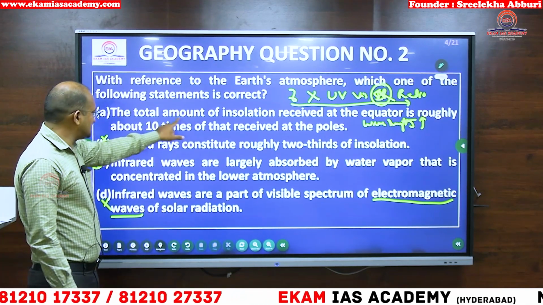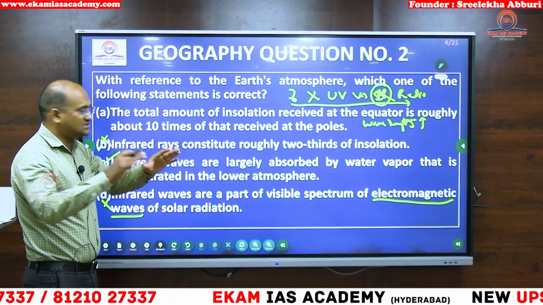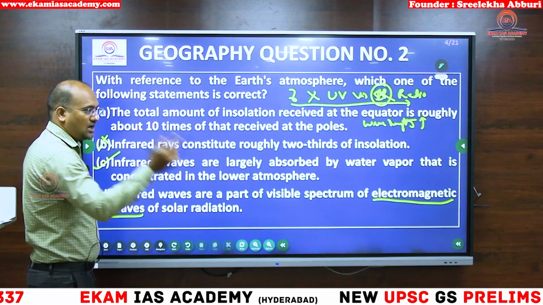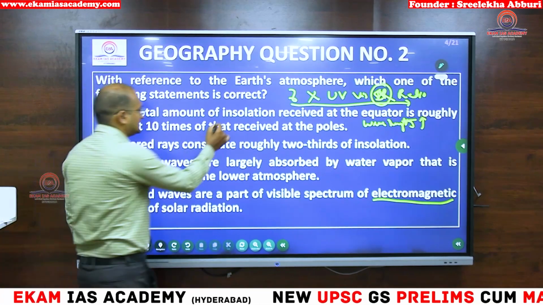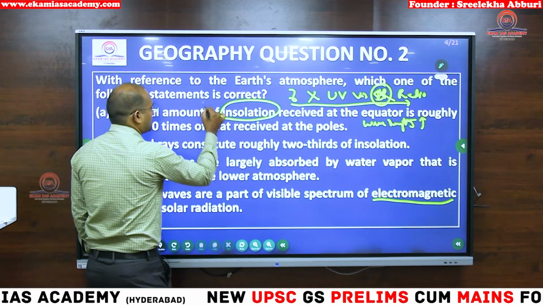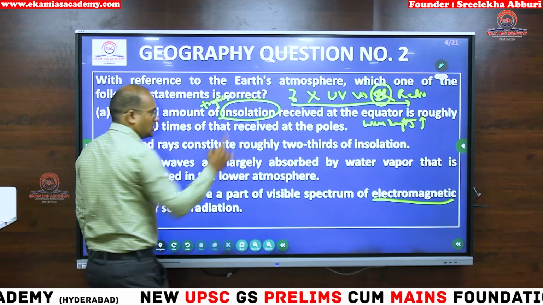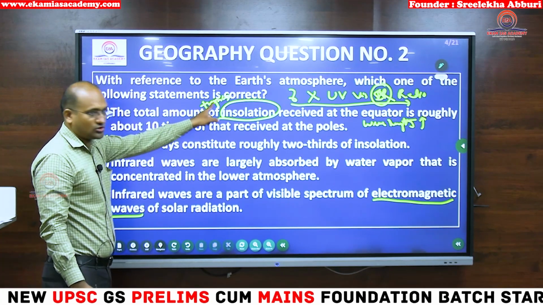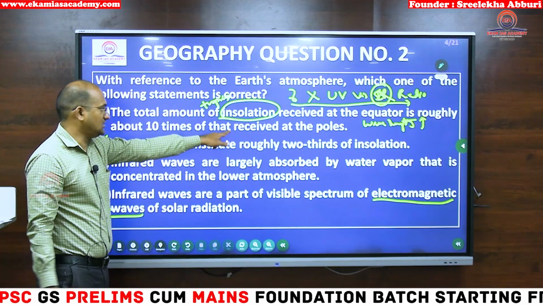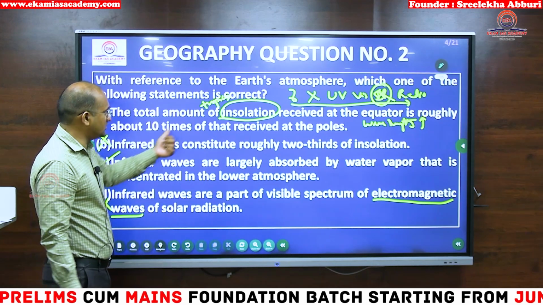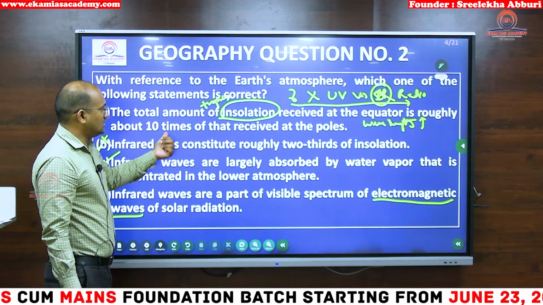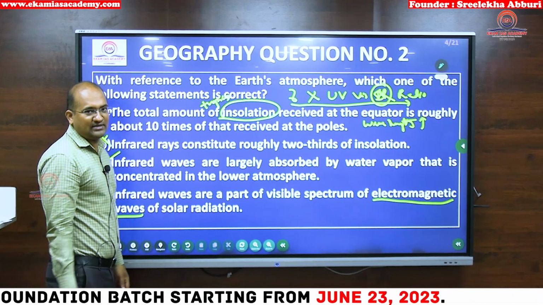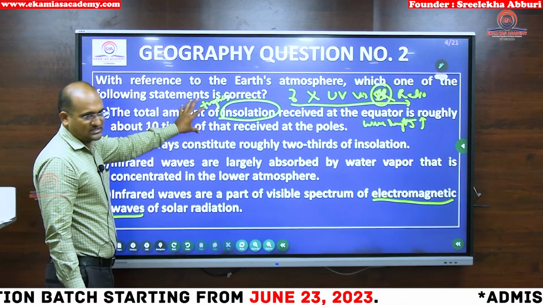So, in NCERTs there is no reference given to the amount between poles and equator, but again remember, insolation happens maximum at tropics, not at equator. Remember this. Insolation happens maximum at tropics, not at poles or not at equator. So, he is comparing poles with roughly with equator. 10 times it happens, mostly 5 times, not 10 times, but this is not present in NCERTs.